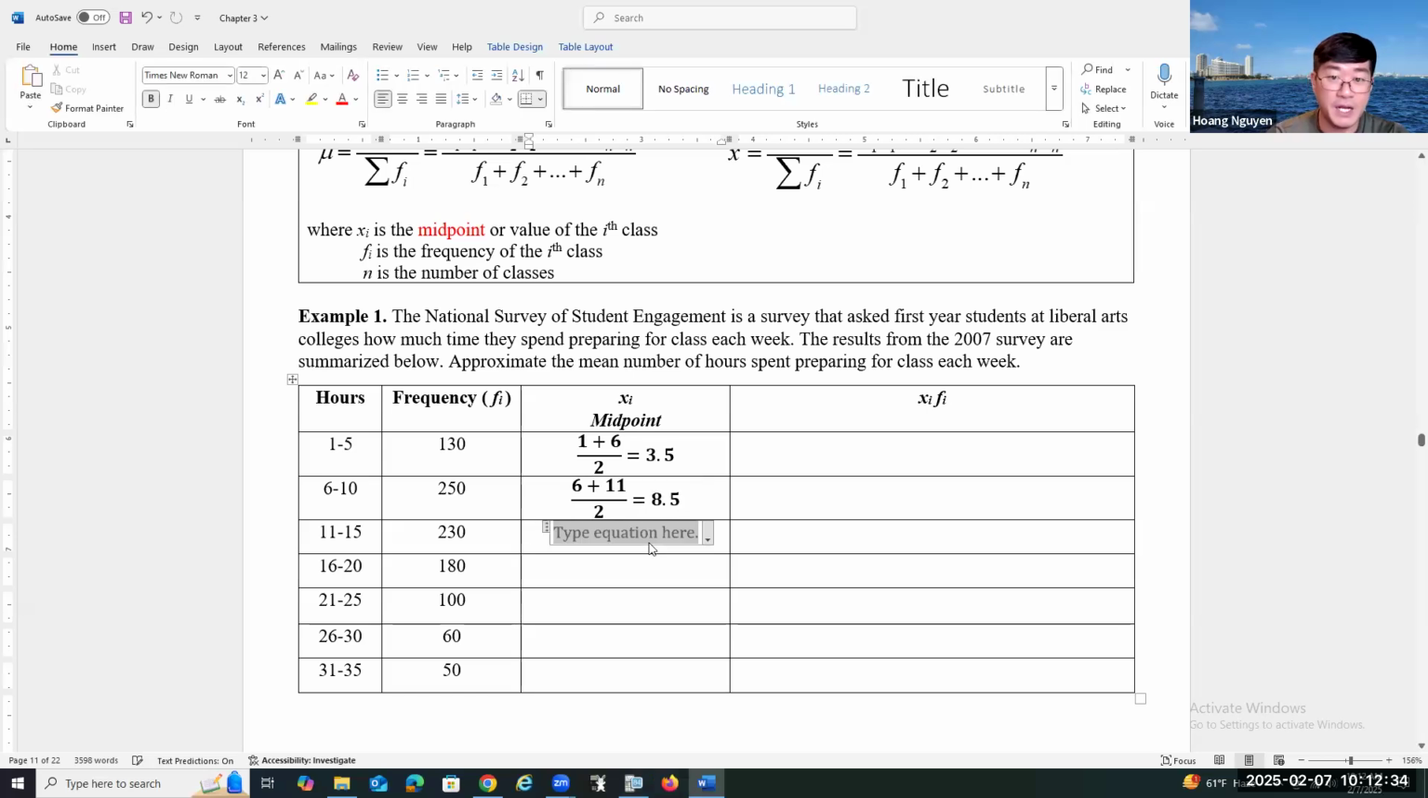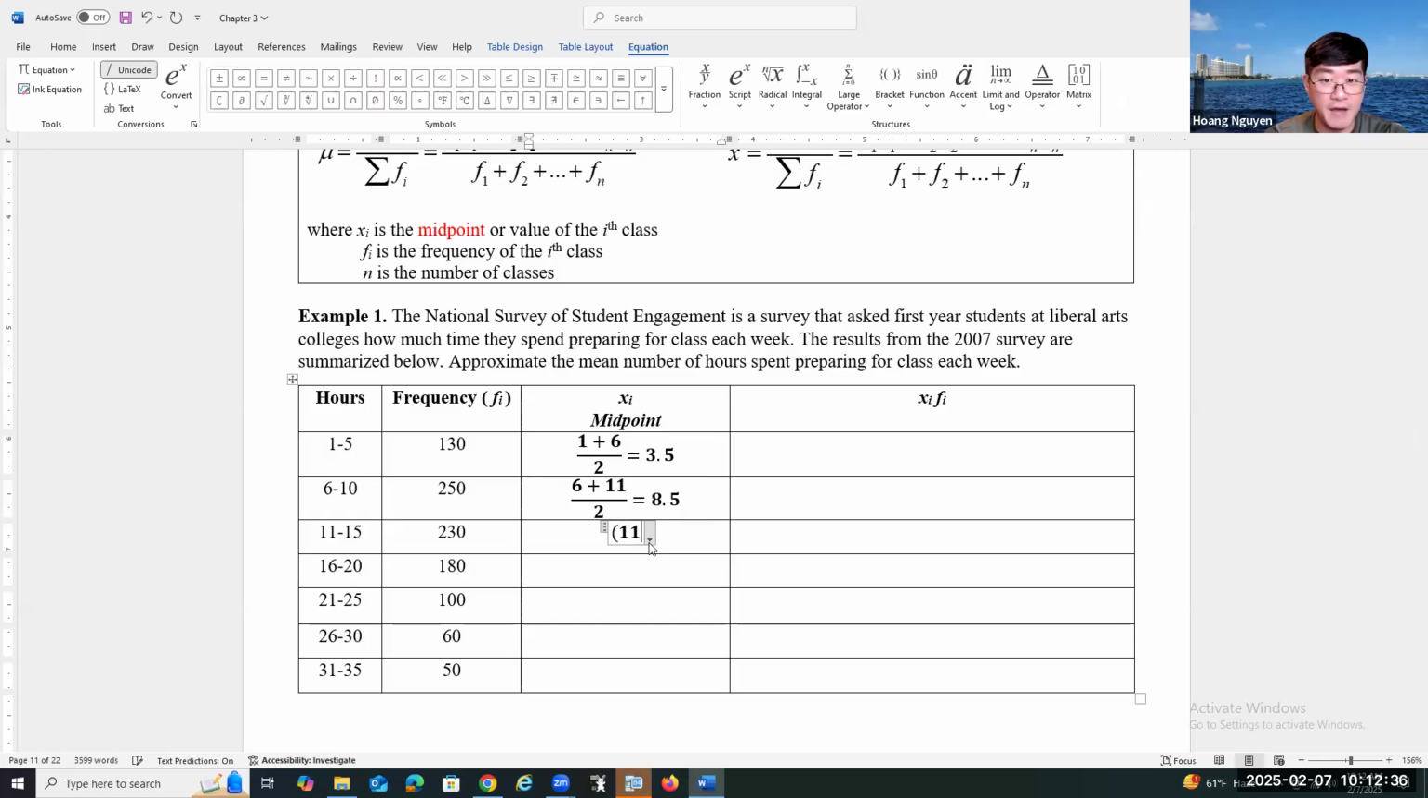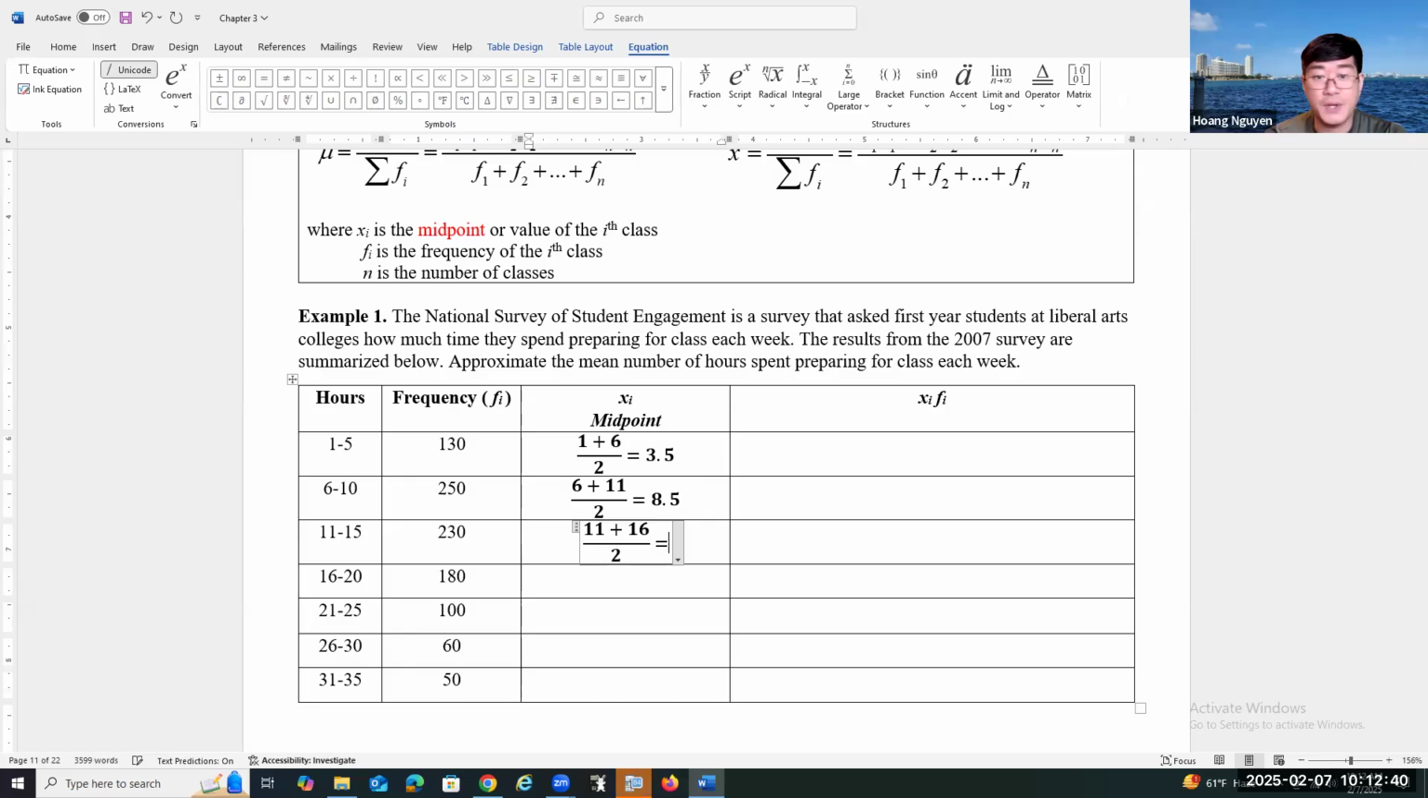Similar idea, we can complete this for the rest of the table. So 11 plus 16 divided by 2. 11 plus 16 is 27, divided by 2 is going to be 13.5.